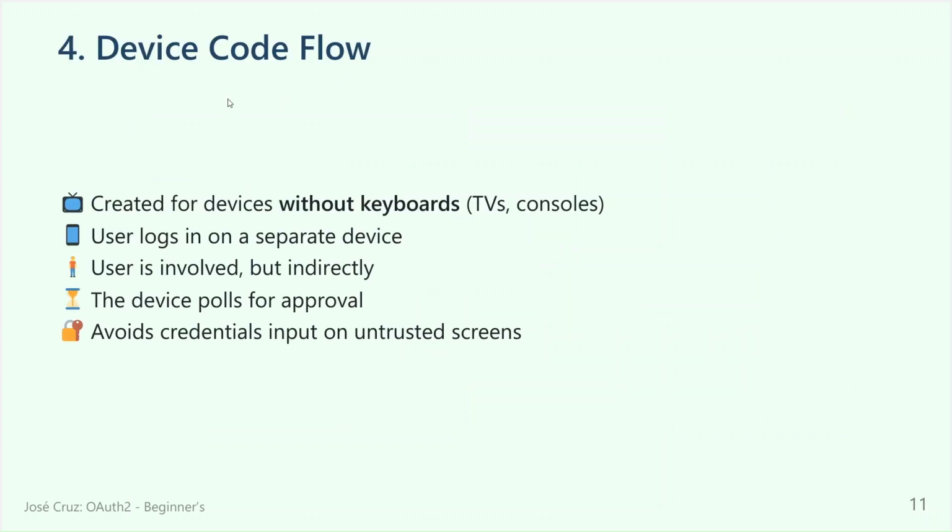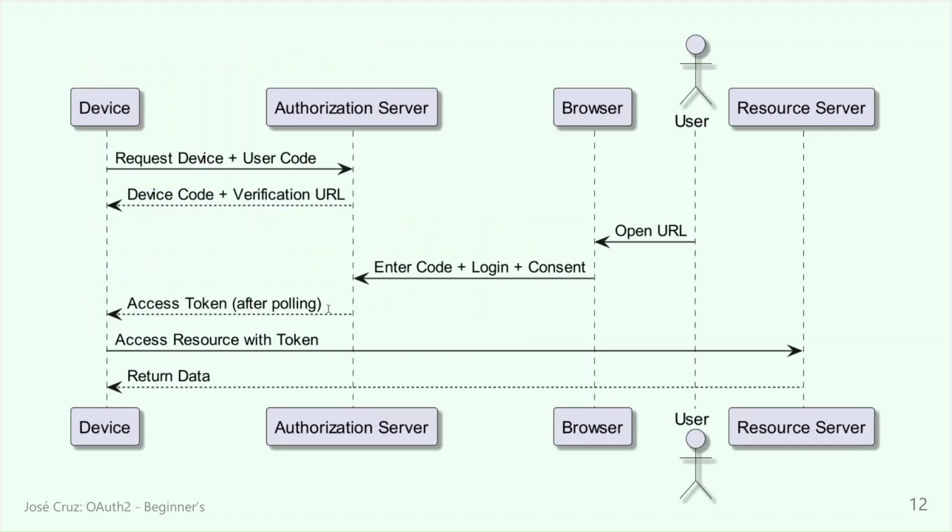Now you have the device code flow. Device code flow, I have seen this used for access on TVs and consoles. So it was created for devices without keyboards. The user logs in on a separate device. The user is involved, but indirectly, and the device polls for approval and avoids credentials input on untrusted screens. So how this works, let's see the flow, and then I will explain where you can see this.